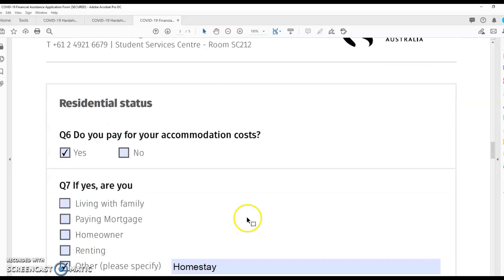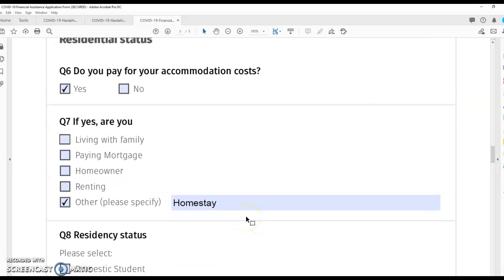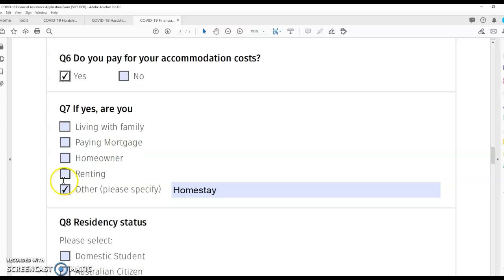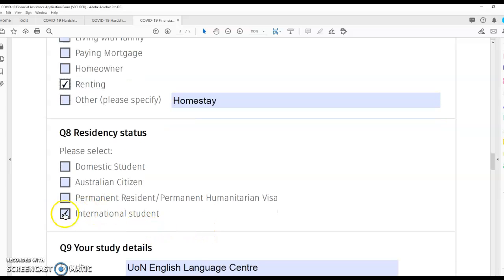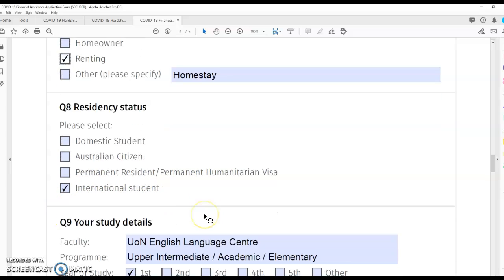Then you're asked, do you pay for your own accommodation? Yes, most ELICOS students and international students are paying rent. So you would say, yes, I pay for my accommodation and I'm either renting or I'm living in homestay with an Australian family. So most of you would not own a home in Australia or live with family in Australia. So you would say you are renting or in homestay. And your residency status is as an international student.